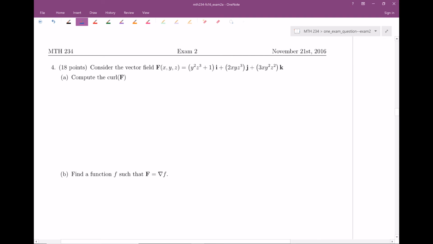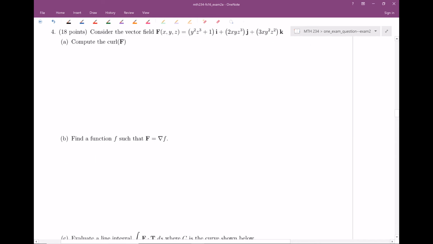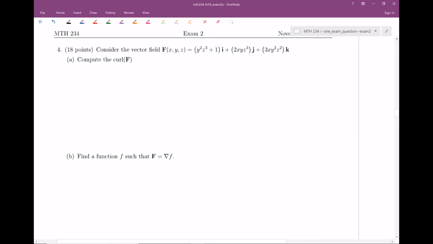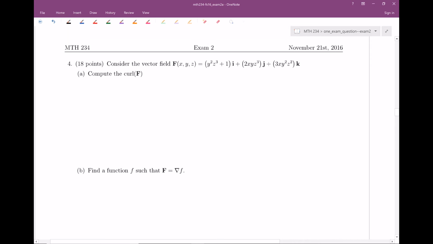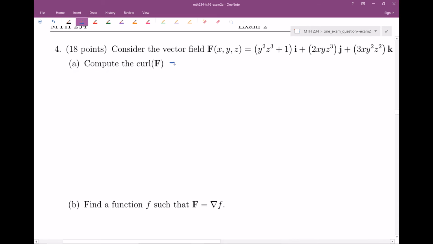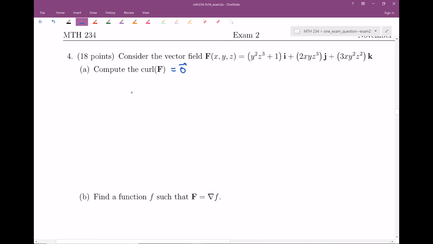And actually looking at this problem overall, we can kind of identify what we hope the curl is, right? So once we know the curl, part B is to actually find a function so that the gradient of that function is our vector field, so that's called a potential function. And then finally we want to compute a line integral. So remember, this kind of looks like the fundamental theorem of line integrals, and so we hope that our vector field is conservative. The only way that our vector field is conservative is if this curl is equal to the vector 0. So that's our hope, and this is a nice way to double check our work here. So let's go ahead and compute this.